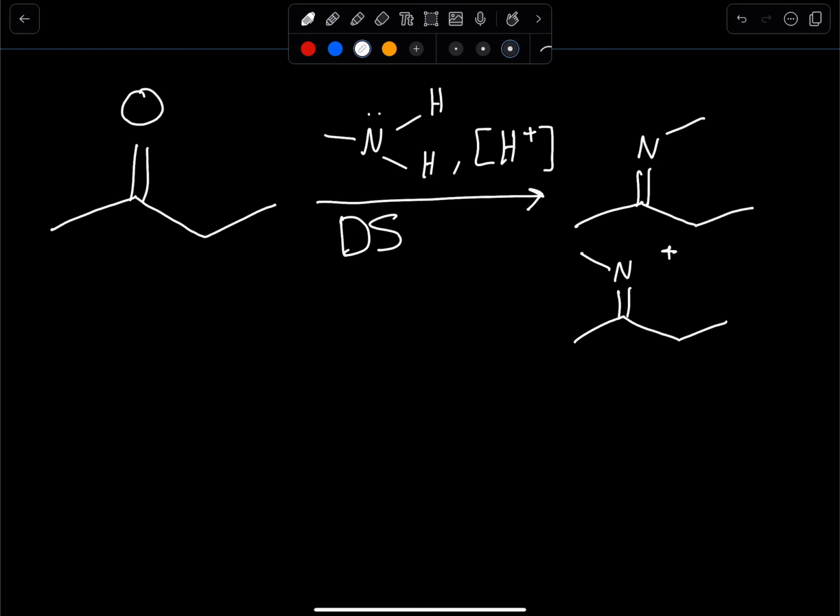Now, here is the mechanism for how this happens. We saw in the last video that if you would use an oxygen nucleophile, you have to first protonate the ketone oxygen to make this ketone a good nucleophile, and then attack using the oxygen. In this case, you can just use the nitrogen to attack the ketone and it will work. You don't have to protonate the ketone first.